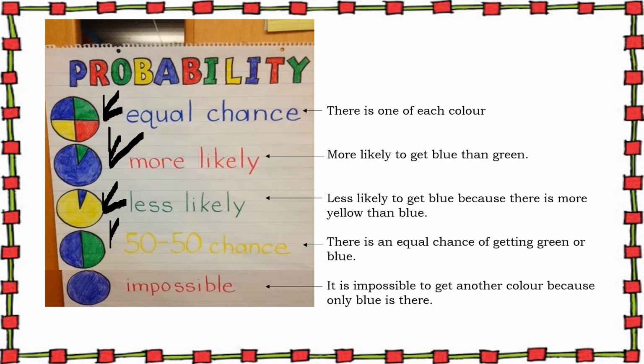The fourth circle has 50-50 chance. That means there's an equal chance of you choosing blue or green because each of them is only there once, half and half. The last one says impossible. It's impossible to get any other color than blue because only blue is there.